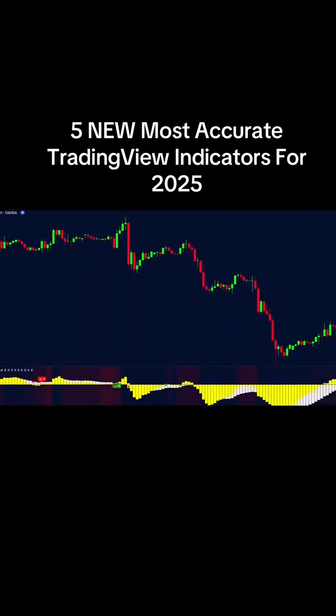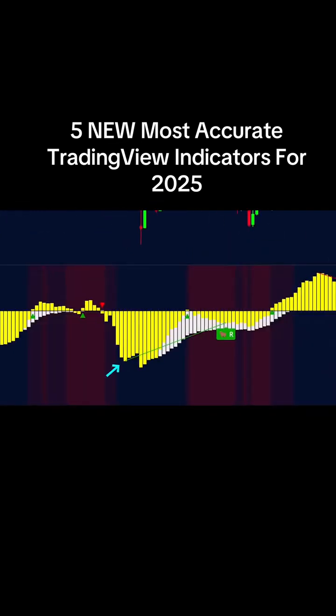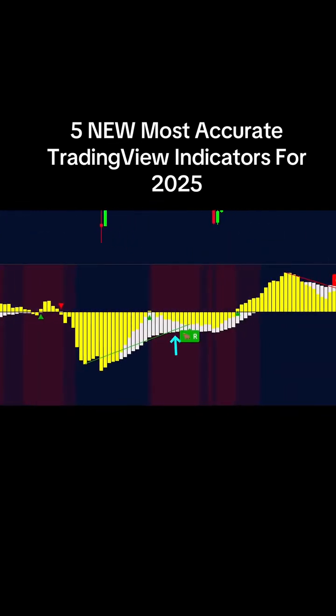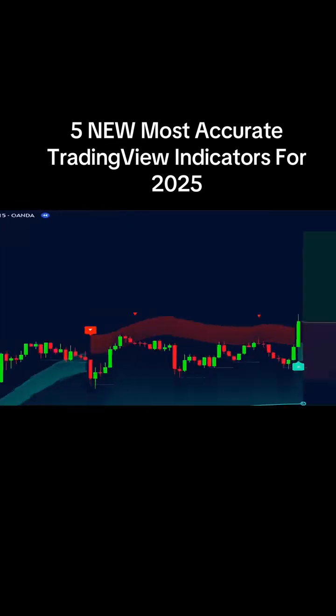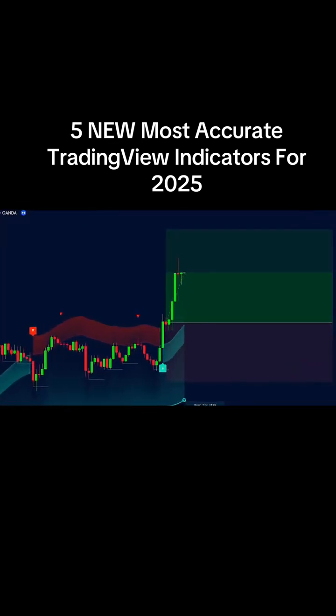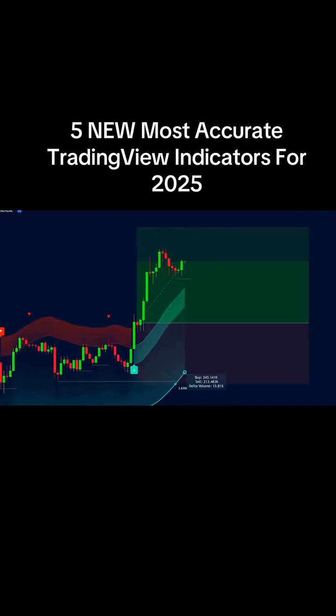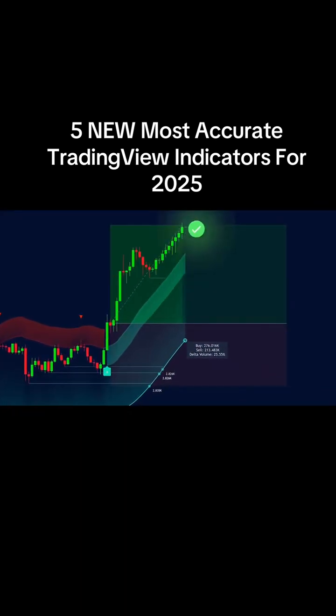But here's where it truly shines for exits. When the faster yellow histogram starts diverging from the white one, that's your early warning to start tightening your stops. This 5-indicator system doesn't just find trades, it manages them from entry to exit with surgical precision.